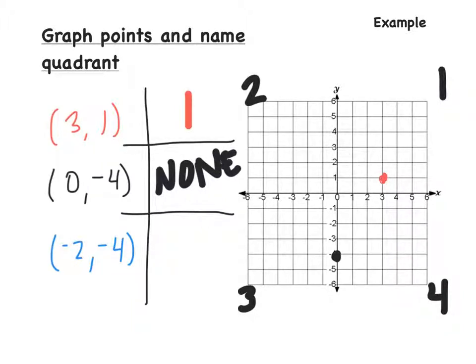Alright, now let's try the last one. We have -2, -4. So we always start at the origin. Always start at the origin. Go to the left, -2. Then we go down to the -4. We make our point right here. So let's look to see which quadrant that's in. It looks like it's lying in the third quadrant. And so we've made our point. It's in the third quadrant.